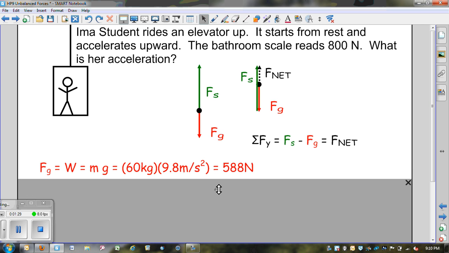First, we'll calculate the weight. We know how to do that using W equals mg. And so we take the mass of 60 kilograms times the gravitational constant of 9.8 meters per second squared. And when you multiply them, you're going to find out that that's 588 newtons.